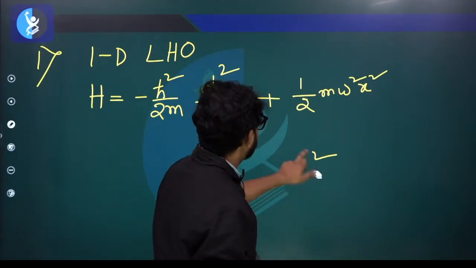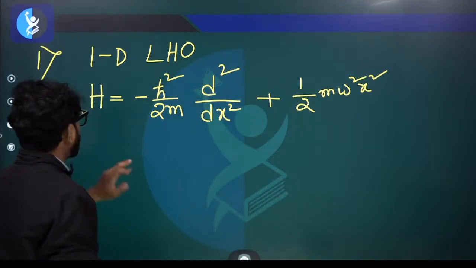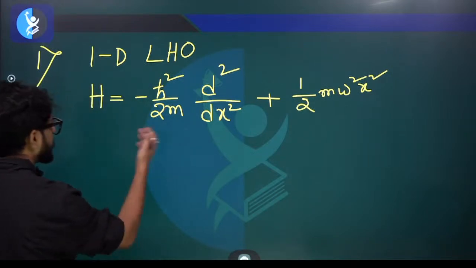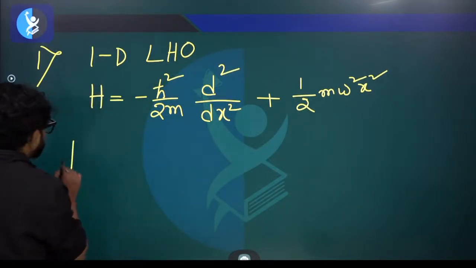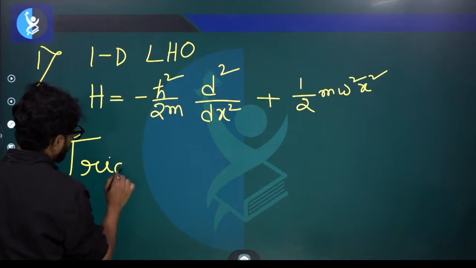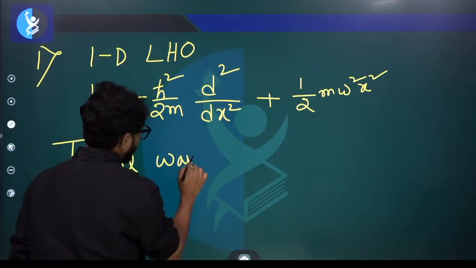So first of all, let me just state the problem. I don't want to solve the Schrodinger equation. I want to use the variational principle. And what is the trial wave function? What is the trial wave function, buddy?